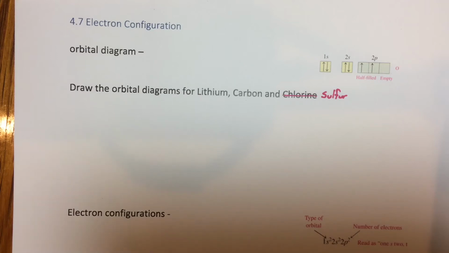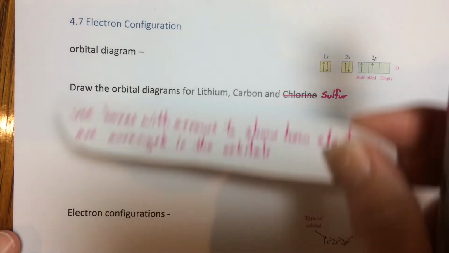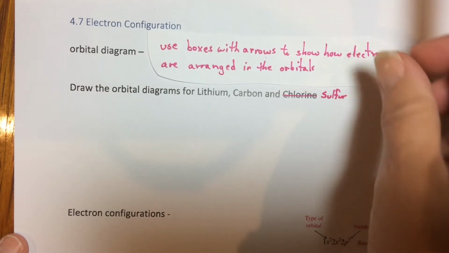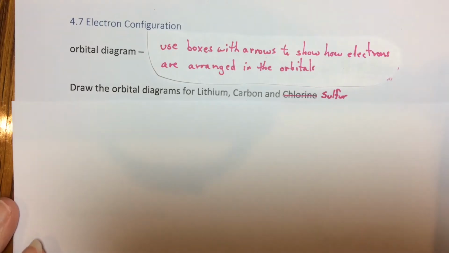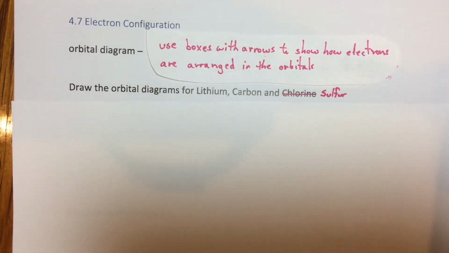Okay, so this is electron configuration. This is where we're going to give all the electrons homes. An orbital diagram uses boxes with arrows to show how the electrons are arranged in orbitals. And so we're going to draw some orbital diagrams. First, we'll do lithium.